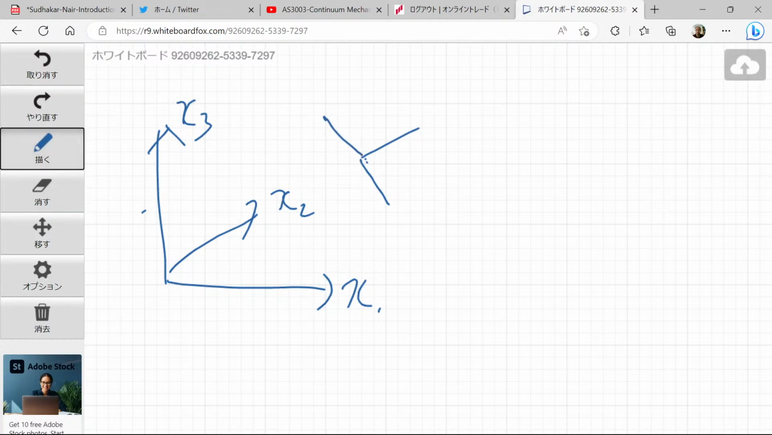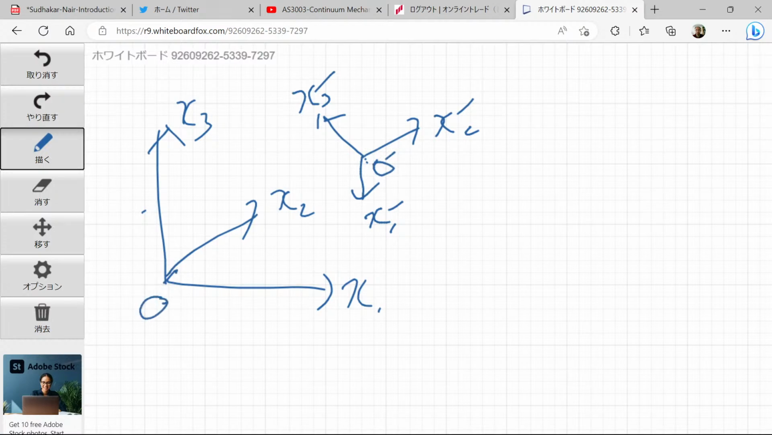Okay, so we can say something like x1 prime, x2 prime, x3 prime, and the origin may be O prime. So the original origin is O, just O. Okay, so then you have some object, right? So then the point is this.